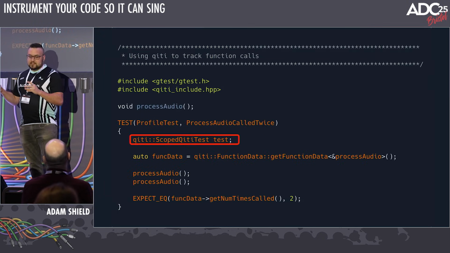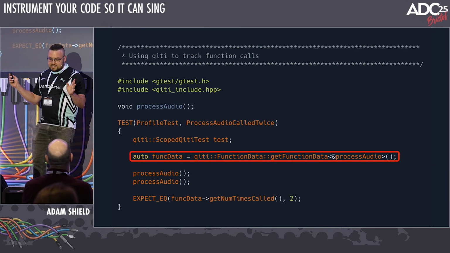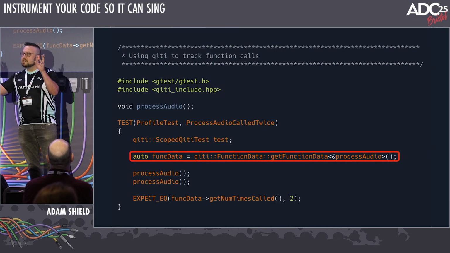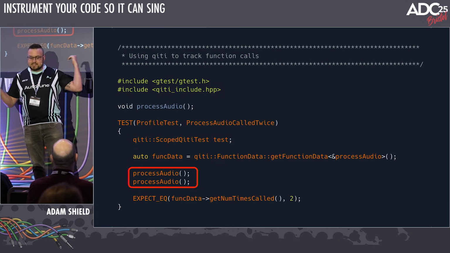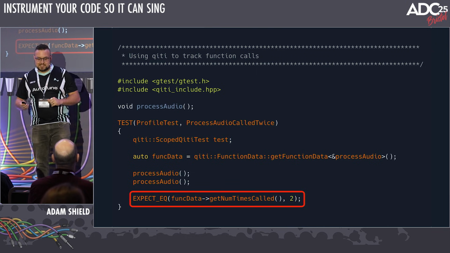And then here's what function profiling looks like if you're using the Qiti API. Again, you just initialize Qiti. You say, I want to get the function data about, let's call it, process audio. In this example, I call it twice, and I can assert that it was called twice. Obviously, your test could be more sophisticated than that.